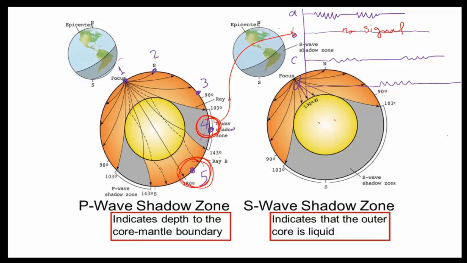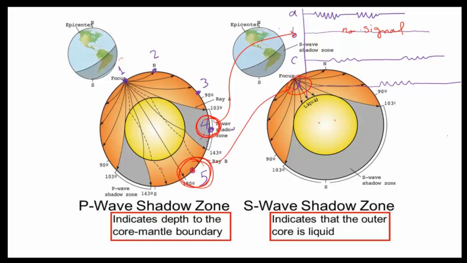In number five, there is only P wave because in this area on the other side, there is no S wave. It's the shadow zone for the S wave. So station number five senses P wave only, which is this one. So it's number D.